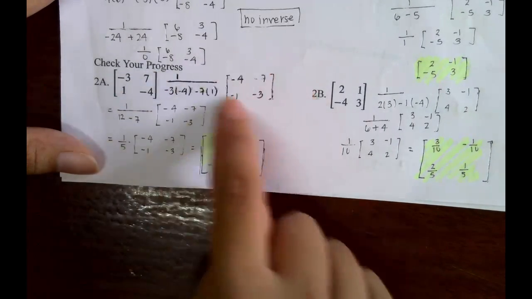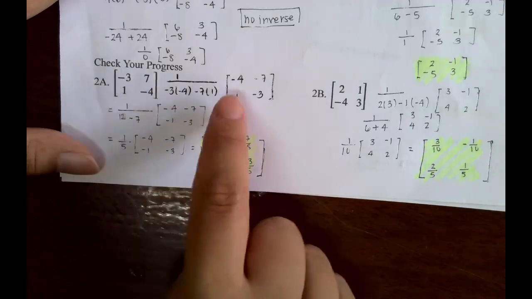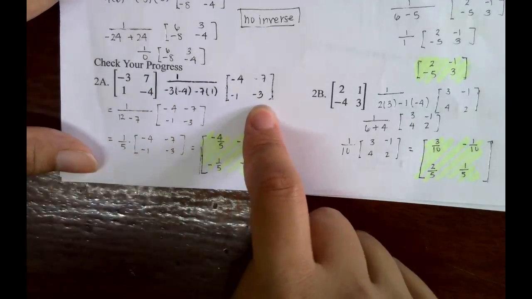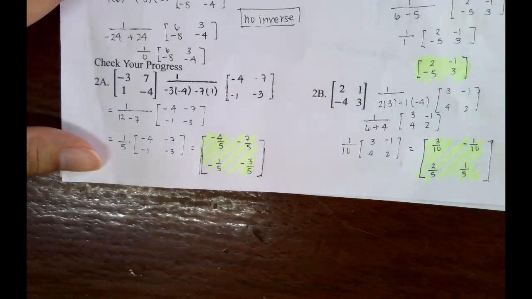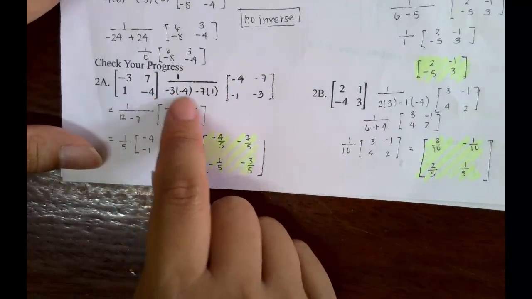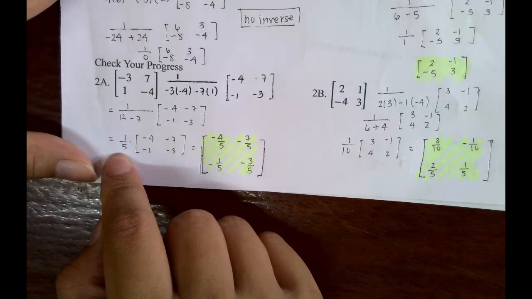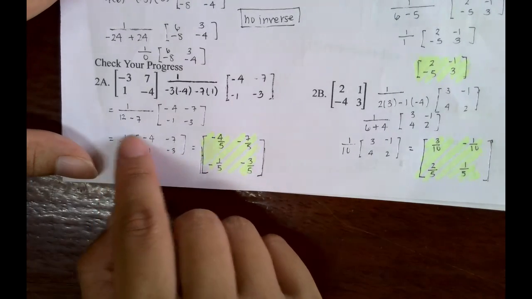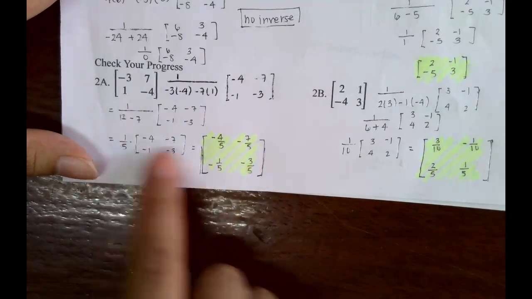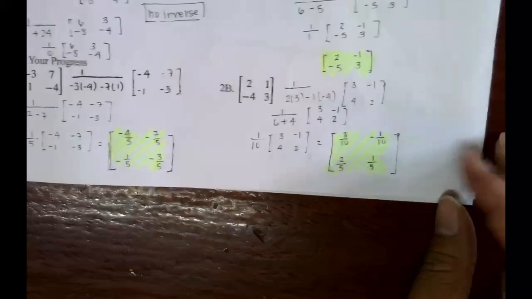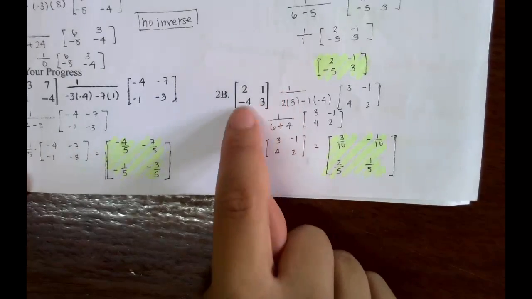Okay. Then for the matrix part that we're going to multiply, A and D are going to switch places, which is why negative 4 is here and negative 3 is here. And then B and C change signs, so that's why it's negative 7 and negative 1. Then I just simplified my determinant. Negative 3 times negative 4 is 12. Negative 7 times 1 is negative 7. 12 minus 7 is 5. So 1/5 here. Multiply each of these elements by 1/5, and I get negative 4/5, negative 7/5, negative 1/5, and negative 3/5.